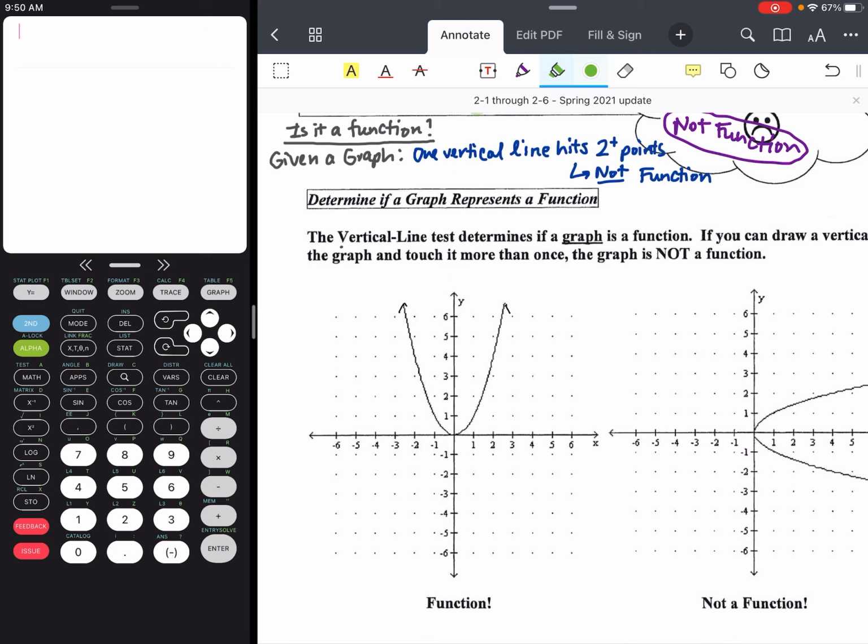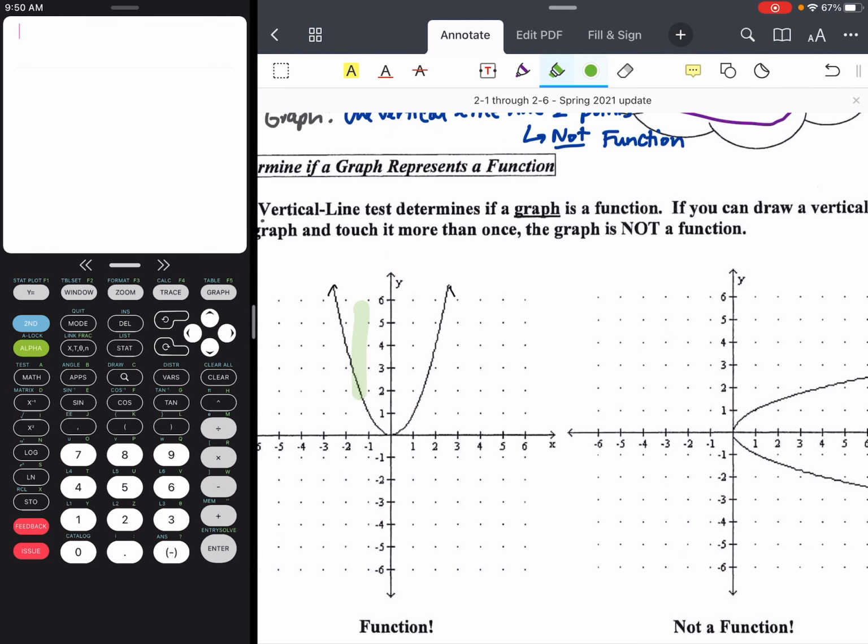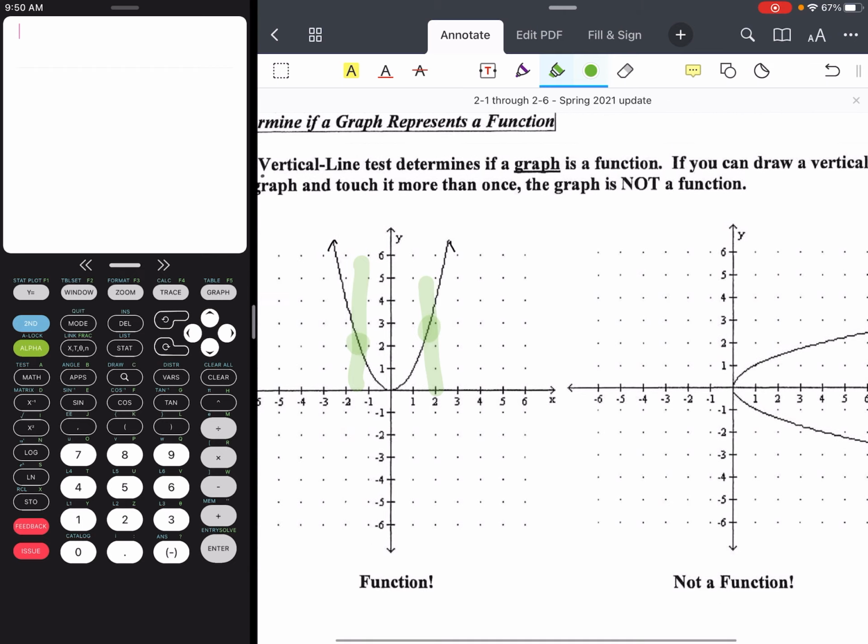All right, and now we're getting to that vertical line test that we were talking about earlier. So if we're asked, is it a function, and we're looking at a graph and asked if the graph represents a function, for the vertical line test, if one single vertical line hits 2 or more points, then the graph is not the graph of a function. So on the left, we've got this parabola. Any single vertical line is going to intersect our graph only at one point. So we've got a function.